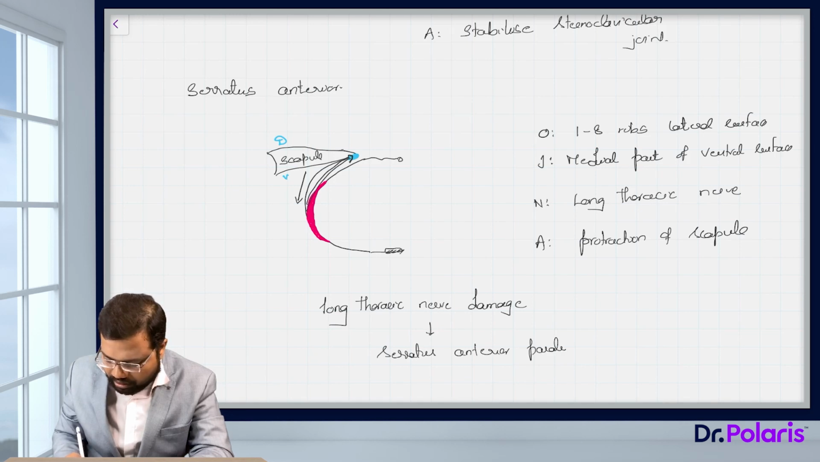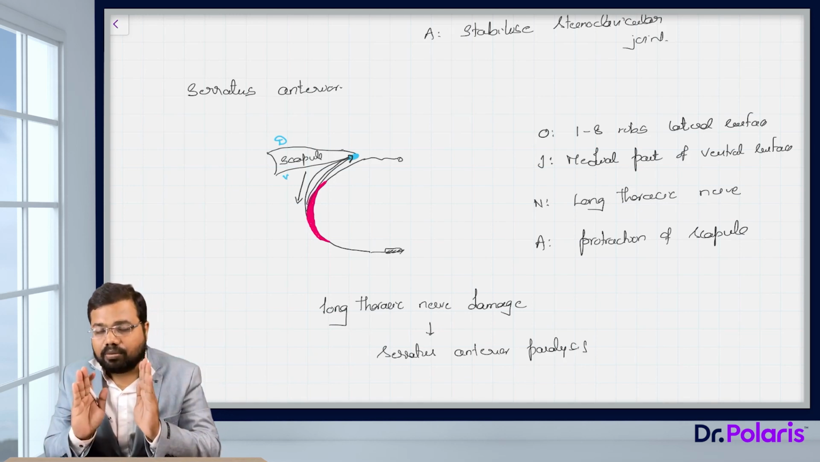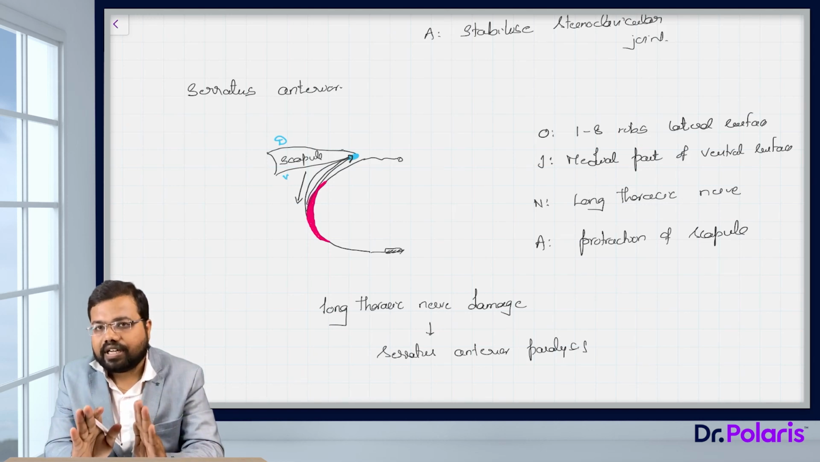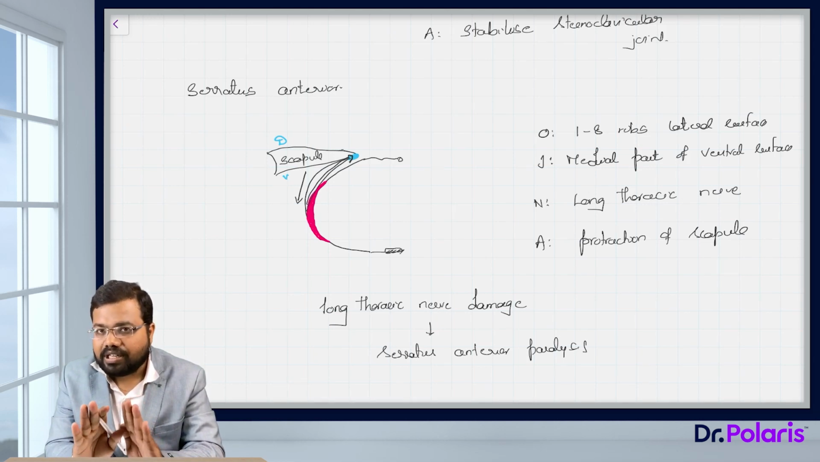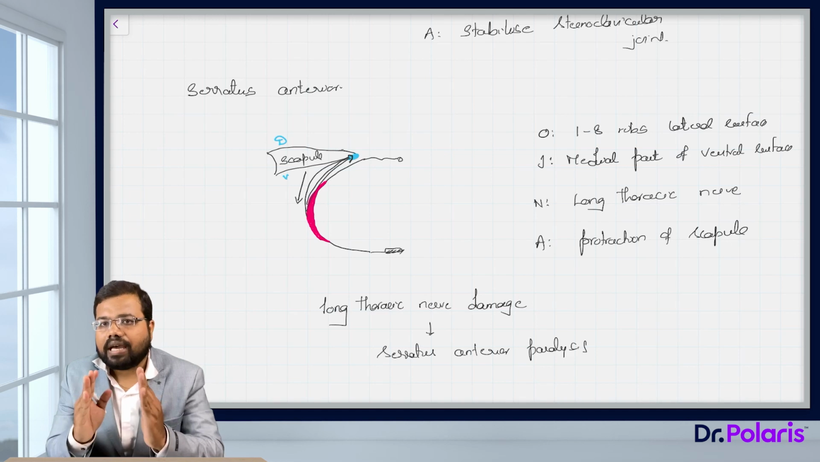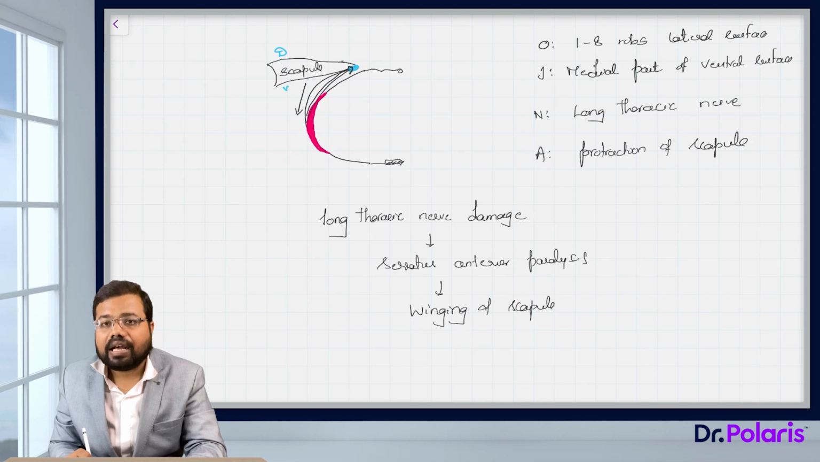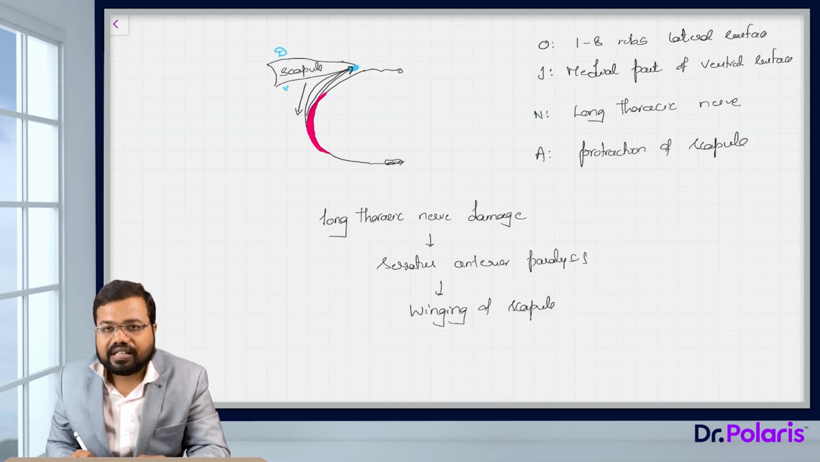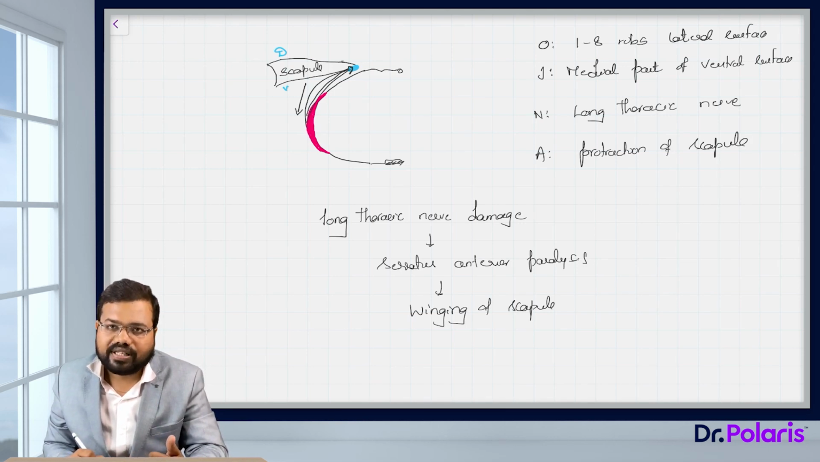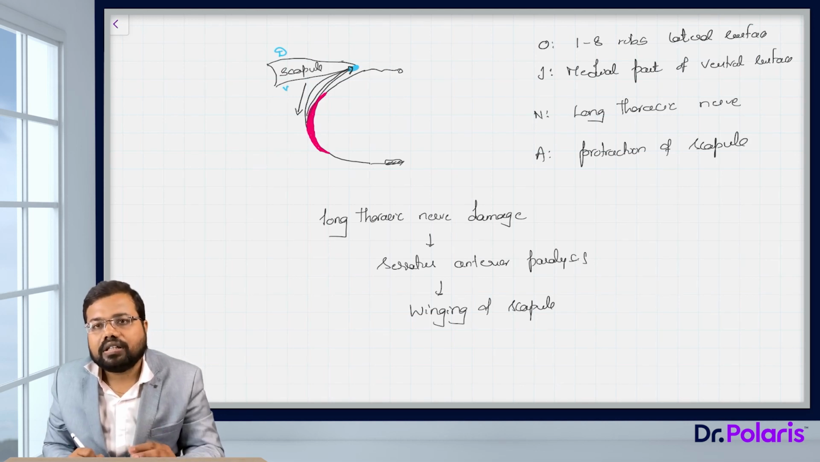The action is that it causes the medial border to come towards the front side. But once it is paralyzed, the medial border will not come to the front, instead it goes backward. Whenever it goes backward, it appears like wings. That is called winging of the scapula. So winging of the scapula is due to damage or paralysis of serratus anterior. Which nerve is damaged? The long thoracic nerve, which is also a branch of the brachial plexus. So this is the fourth subsection of the pectoral region.